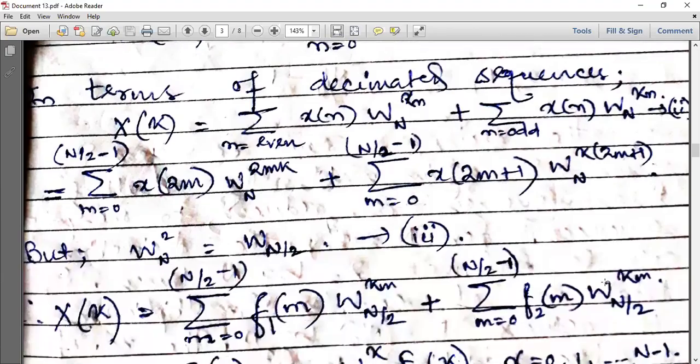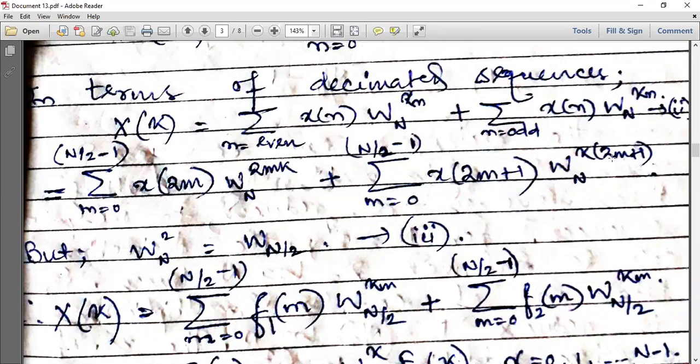But we know, this is a property basically, that W_N square, means W_N to the power 2, is equal to W of N by 2. Okay. So here you see that for the even numbered samples, m equal to 0 to n by 2 minus 1, x of 2m can be written as f1(m) into W_N to the power 2mk. So this I have written as W_N by 2 to the power km plus, again limits are same, summation of m equal to 0 to n by 2 minus 1. x of 2m plus 1 can be written as f2(m).